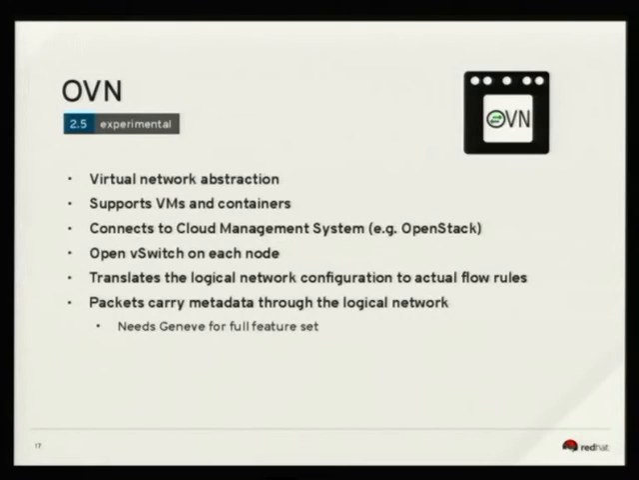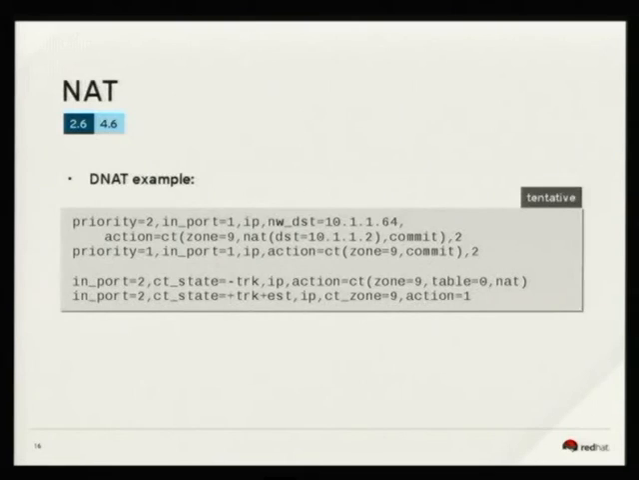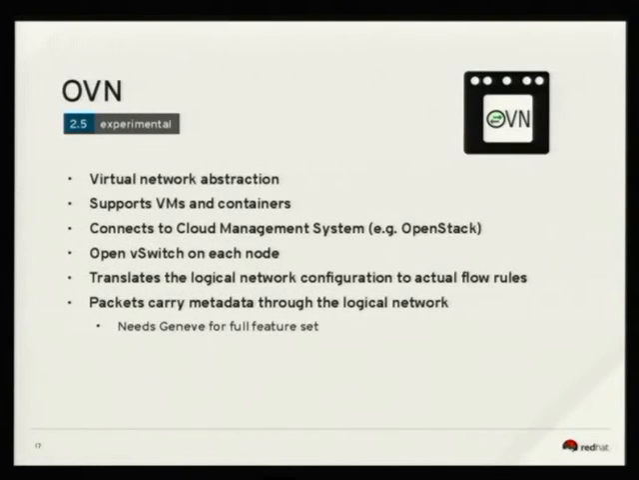So the net will be really interesting thing in 2.6. With the upcoming 2.5, there's another really new thing that's called OVN, Open Virtual Network, and that resides inside the OVS project, but it's kind of higher level than OVS. It's an interface between so-called cloud management systems like OpenStack and Open vSwitch.